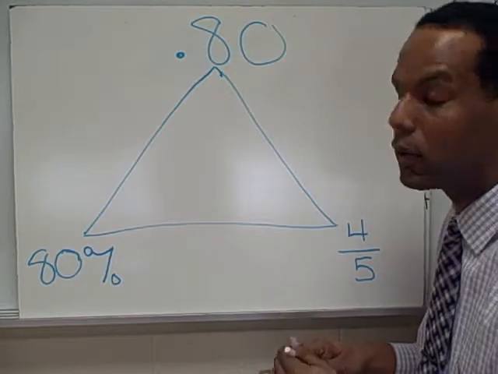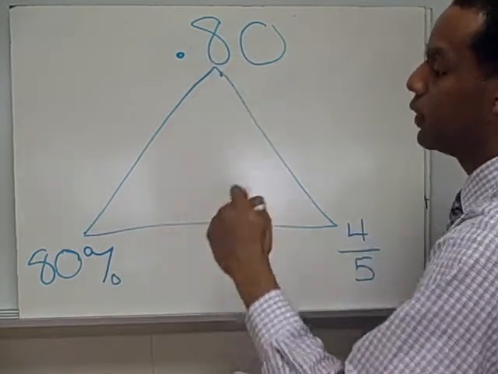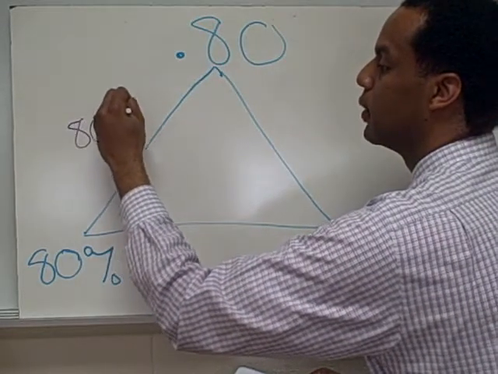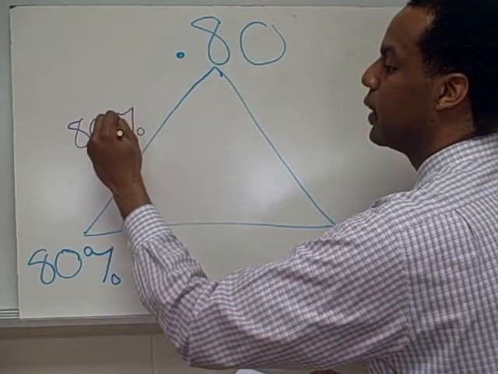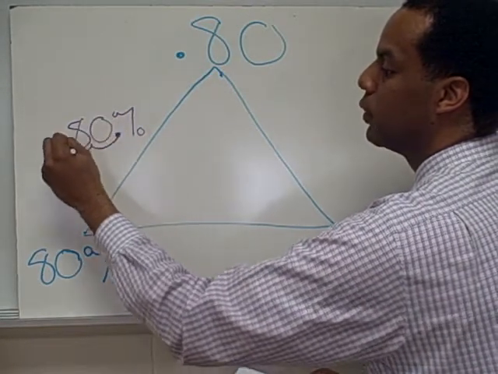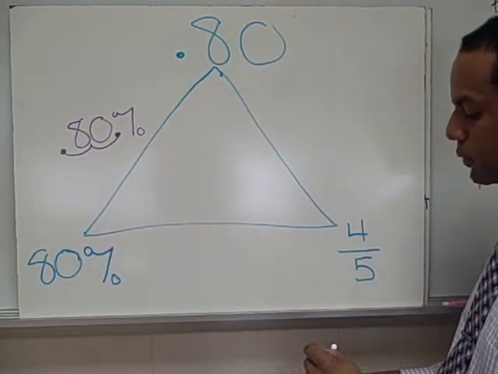100% is our whole. So, if I wanted to take 80% and turn it into a decimal, well, I just write 80%, and I move my decimal place over 2 places, and that will give me 0.80.